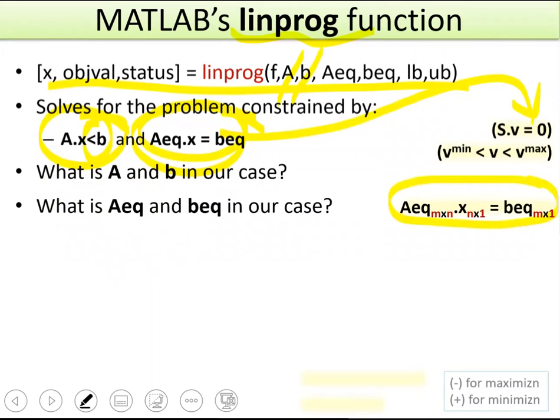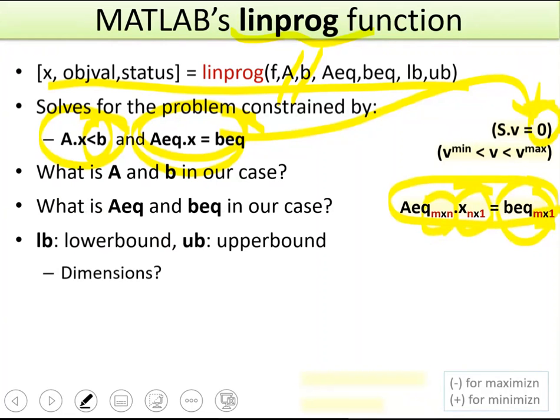Our AEQ matrix will have a dimension of m by n, m mass balances and n unknown reaction rates. X is our vector of unknowns, the rates, and BEQ is a vector of zeros with a dimension of m by 1. LB and UB here are the lower bound and upper bound vectors.